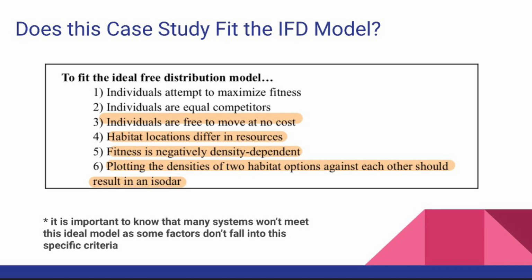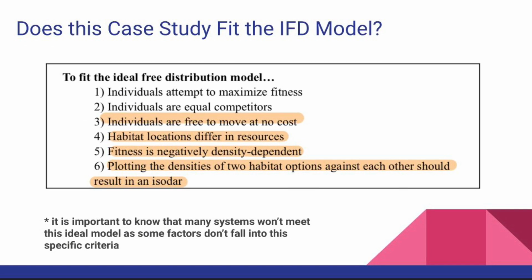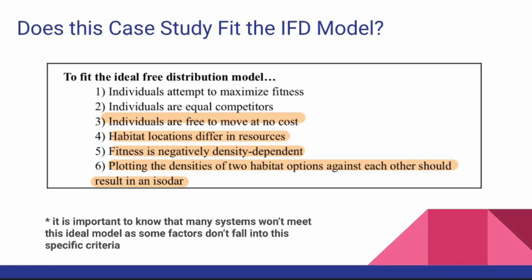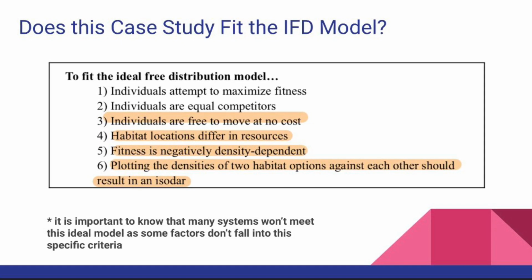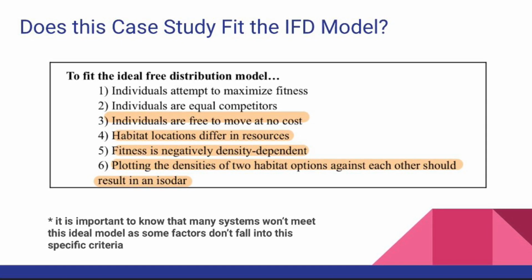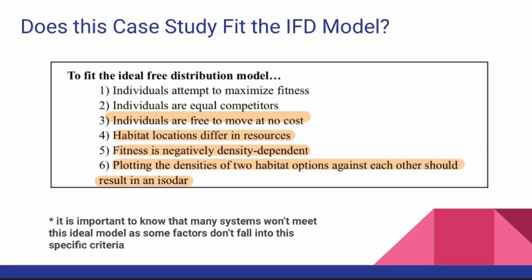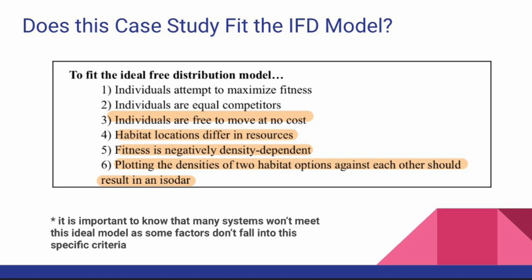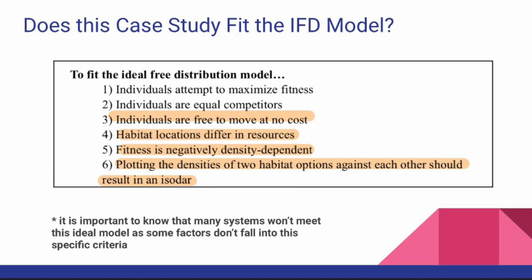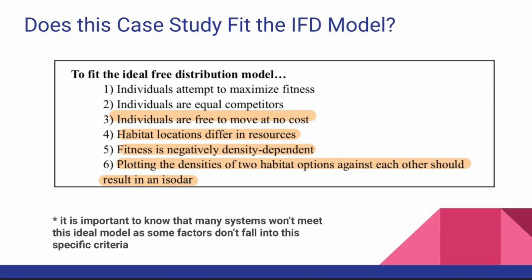So for this case, I would say that it did fit the model as individuals were able to freely move at no cost. The habitats did differ from one another. Fitness was shown to decrease as the population increased, and the plot of the densities did show a linear relationship. It is important to note that while the two criteria of this model were not specifically given, we can assume that they were met.